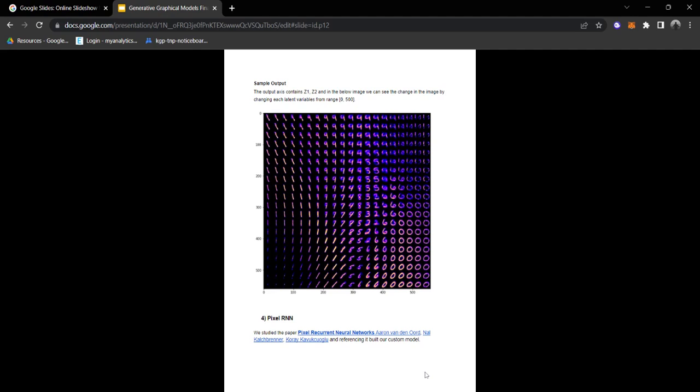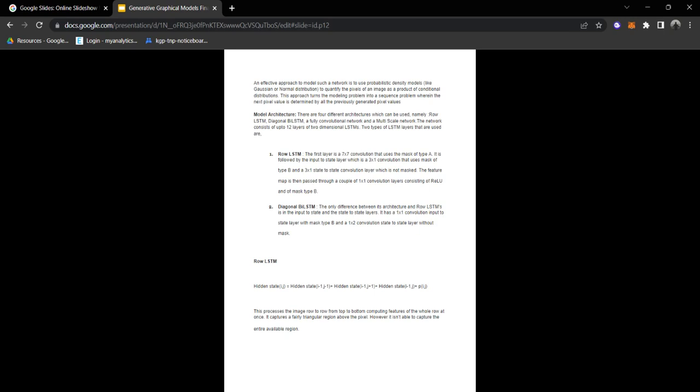Now the fourth architecture we implemented was PixelRNN. We studied the paper Pixel Recurrent Neural Networks, and referencing it built our custom model. An effective approach to model such a network is to use probabilistic density models like Gaussian or normal distribution to quantify the pixels of an image as a product of conditional distributions. This approach turns the modeling problem into a sequence problem wherein the next pixel value is determined by all the previously generated pixel values. There are four different architectures which can be used, namely Row LSTM, Diagonal BiLSTM, a fully connected network, and a multi-scale network.